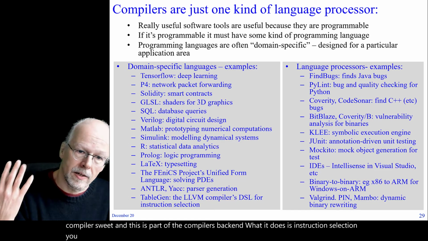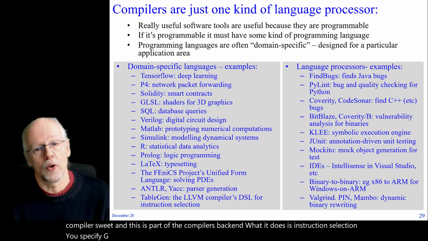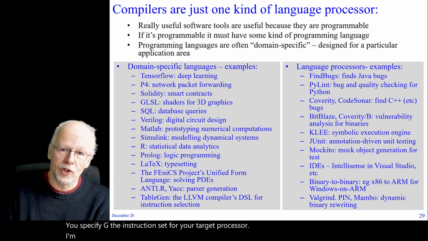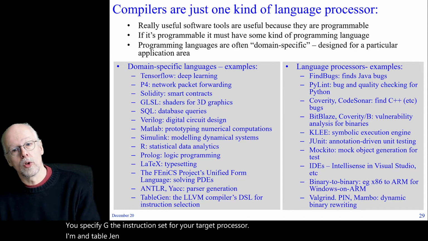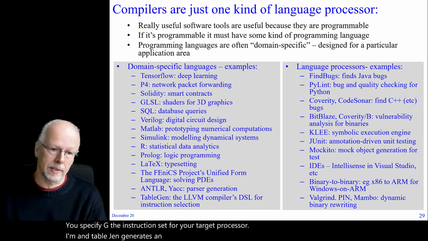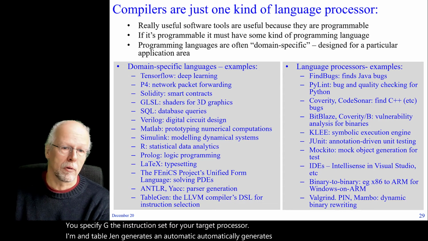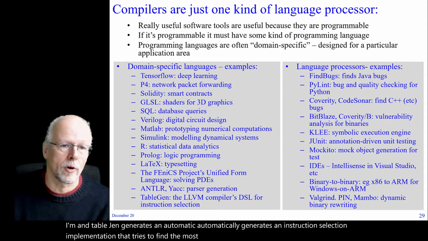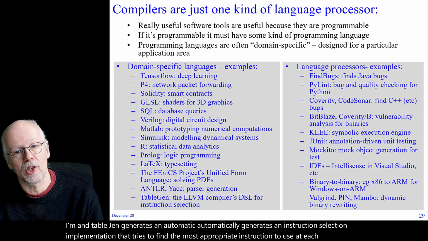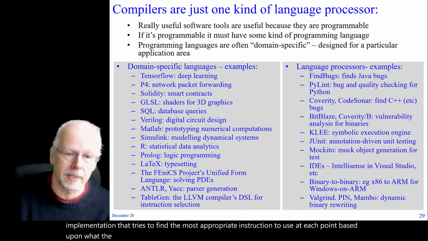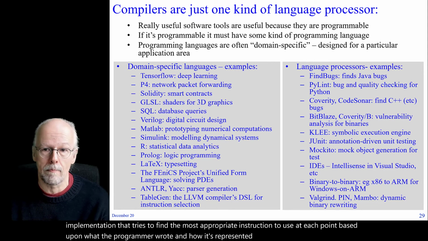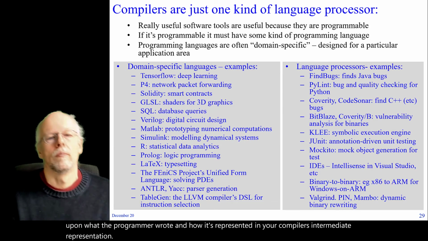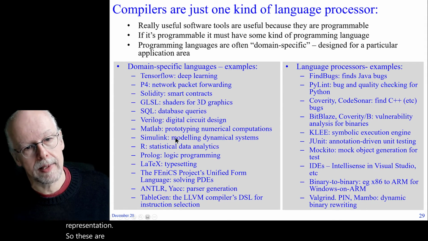You specify the instruction set for your target processor, and TableGen automatically generates an instruction selection implementation that tries to find the most appropriate instruction to use at each point based upon what the programmer actually wrote and how it's represented in your compiler's intermediate representation. So these are all compiler projects in a way.